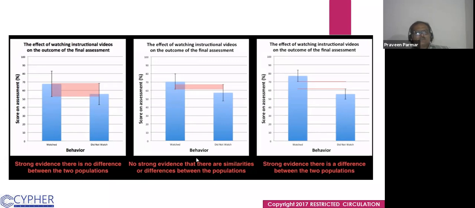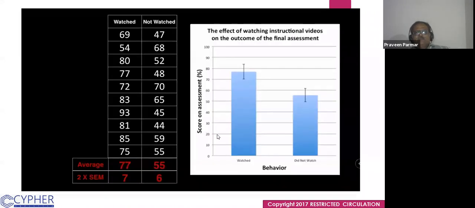Here we use the standard error to check where. Here you see we have taken the watched and the not watched, the two data sets we have. I explained that a little bit in the previous slide. So this is the watched and not watched, this much and this much.